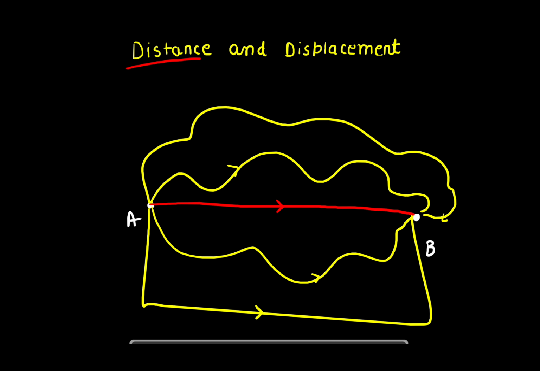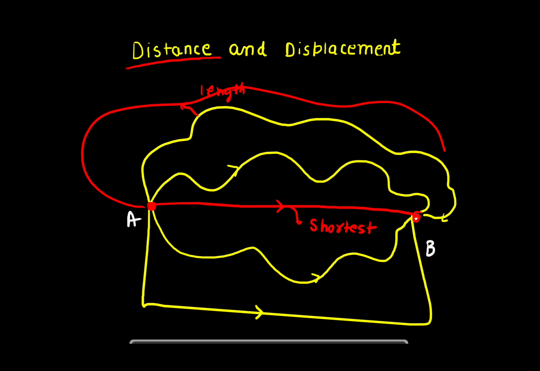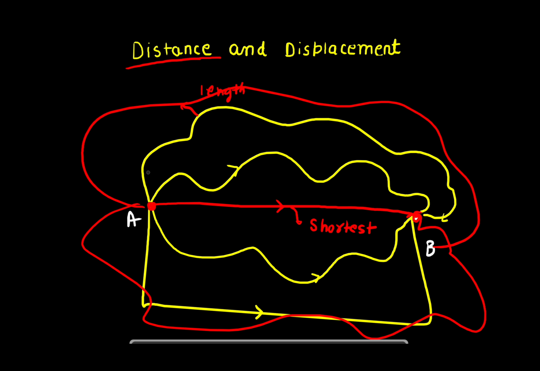First, understand what distance is. Distance will be in all the cases the length of the path traveled. But displacement is going to be the length of the shortest path traveled. It means if you change your path from A to B, if you go like this or in any way, the distance is going to be different. But if you follow this path, your displacement will be the shortest distance between point A and B. I hope you understand this.